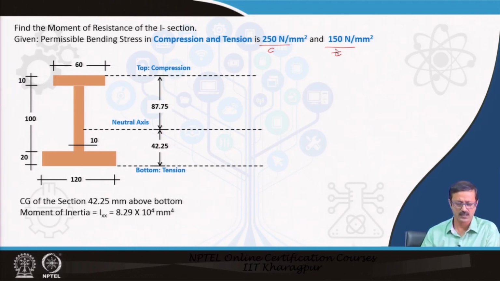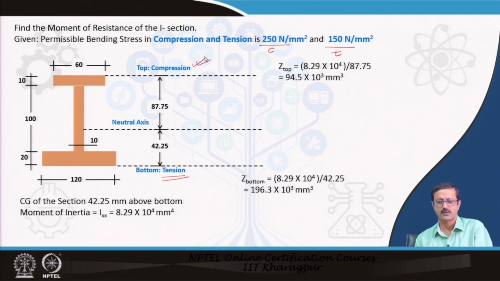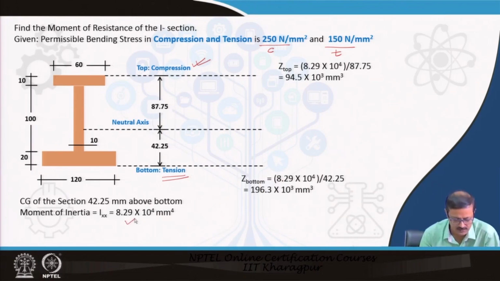So, CG and all I have found out, and then the moment of inertia is also found. You can also do this same calculation by virtue of that Excel sheet. So, I know the bottom will be in tension, it is a case of sagging, and compression will be in the top. Now, I found out the Z top and the Z bottom. I know this is the I. So, I know this is the top y top, so I can find out the Z top.